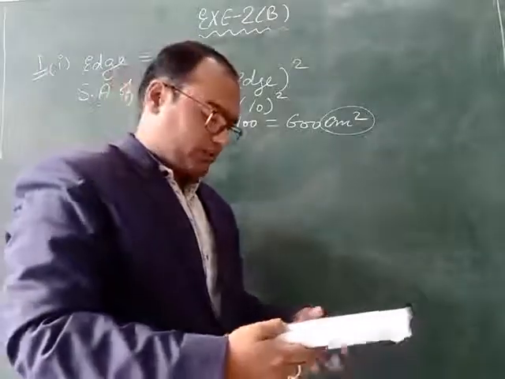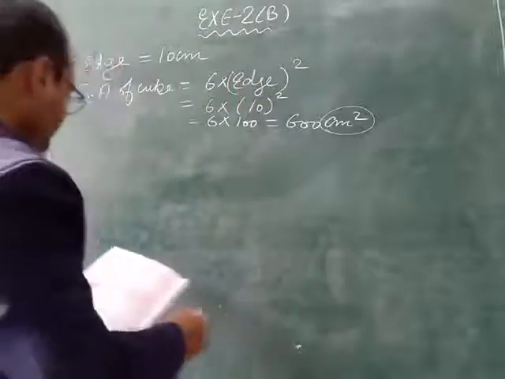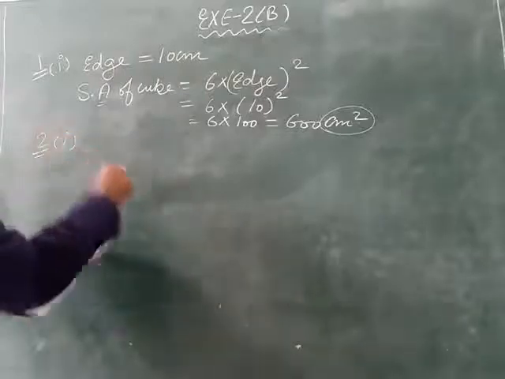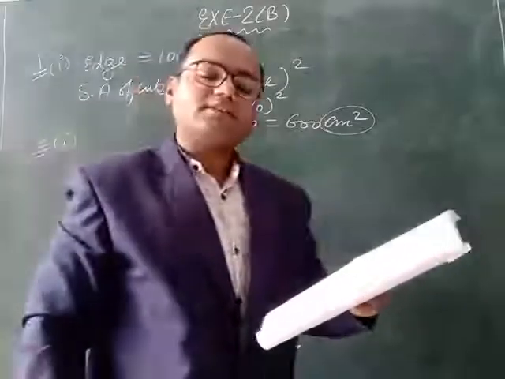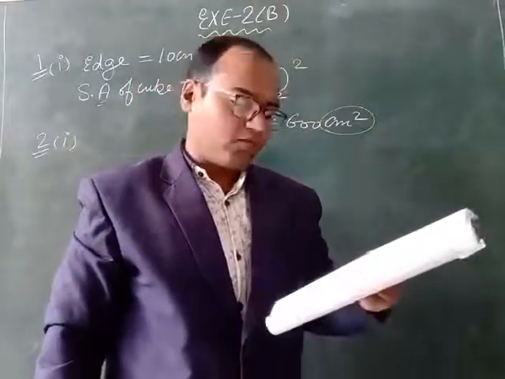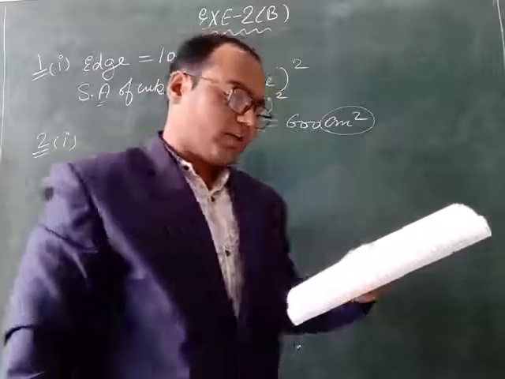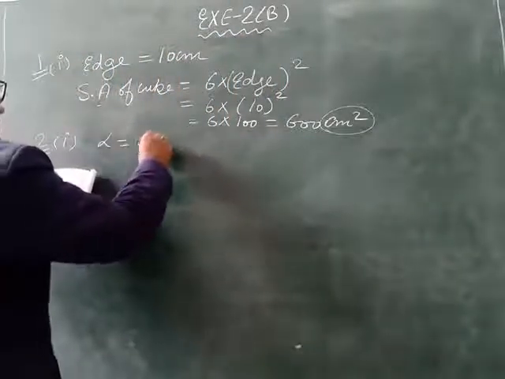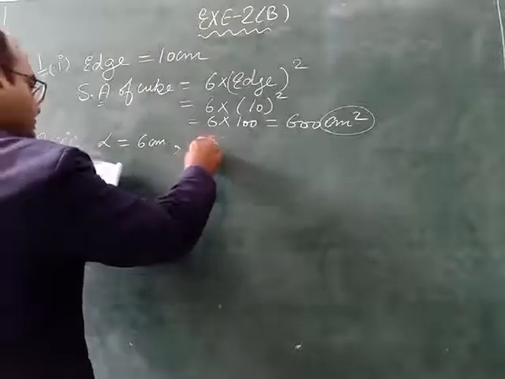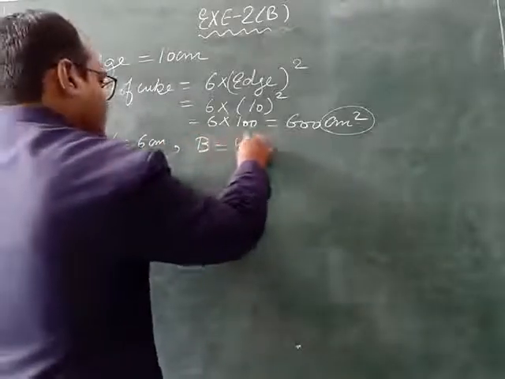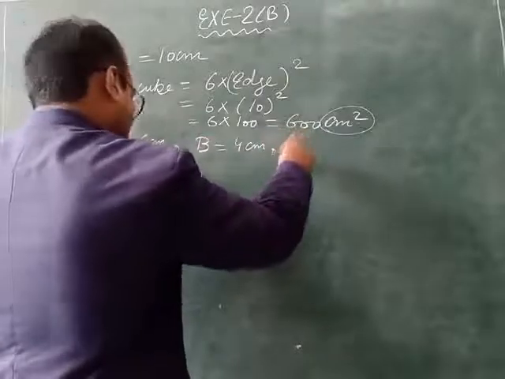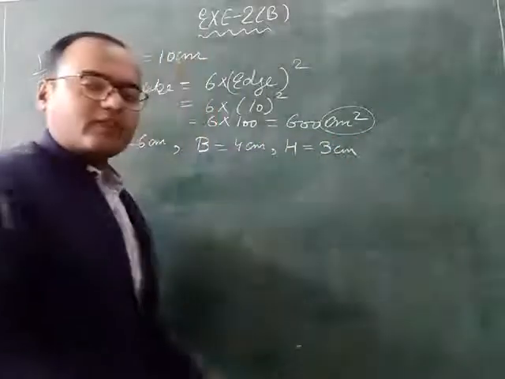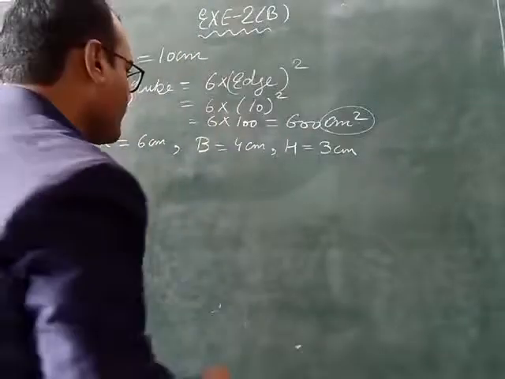Now see question number second. First part, the heading of the question is find the surface area of a cuboid. Length is given 6 centimeter, breadth 4 centimeter, height 3 centimeter. These three things are given and we have to find the surface area of a cuboid.